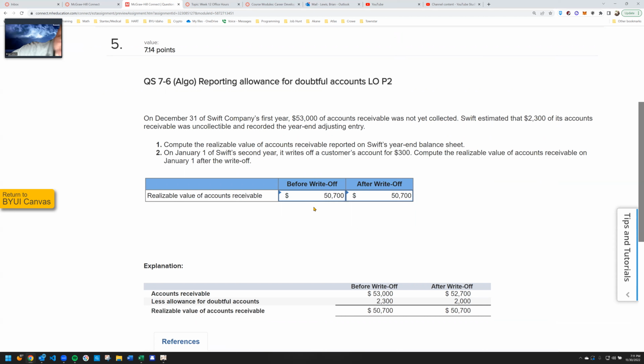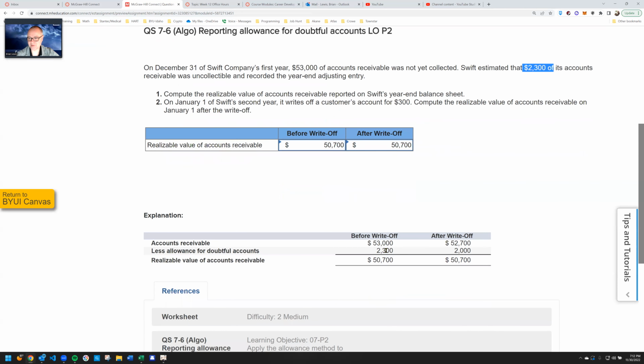Yeah, I had a question on this one before, and it is a little tricky conceptually, because this is just different numbers, but same concept. They always do that on these quizzes. They have the same question, but just different numbers. So you have $5,300 in receivables, right? But $2,300 of it is assumed to be uncollectible. So that effectively means, right here you can see it, 5,300 minus 2,300 gives you $50,700 real net realizable value for the accounts receivable, right? And that's before any write-offs.